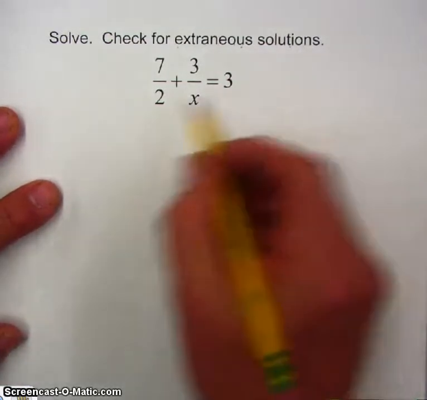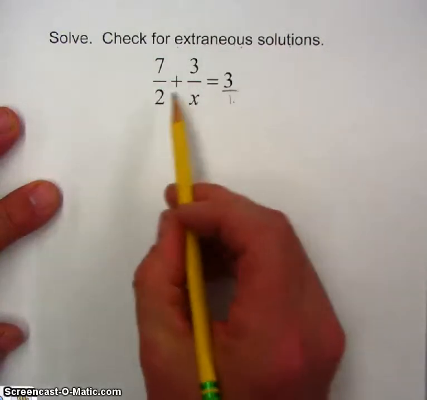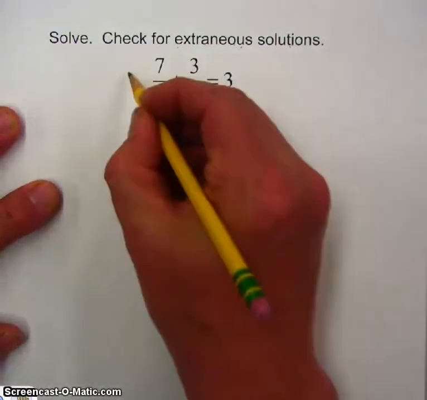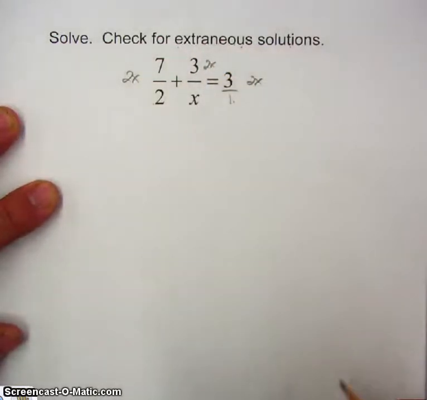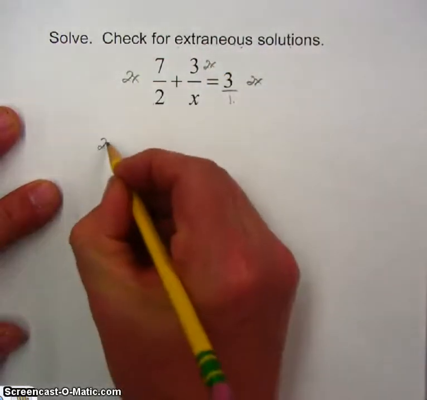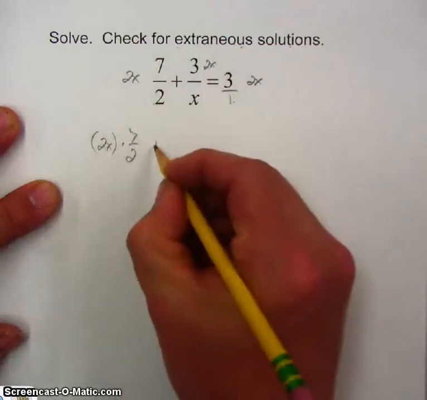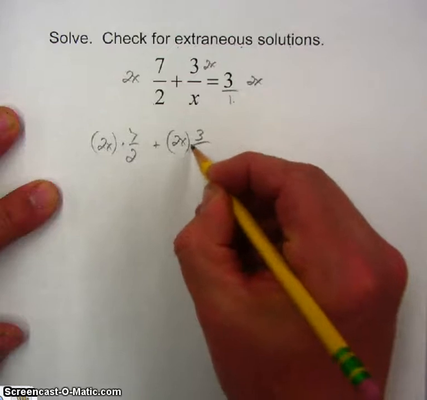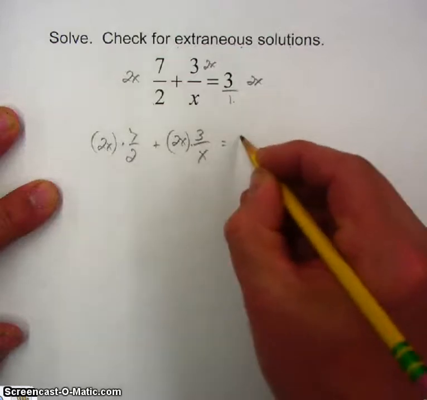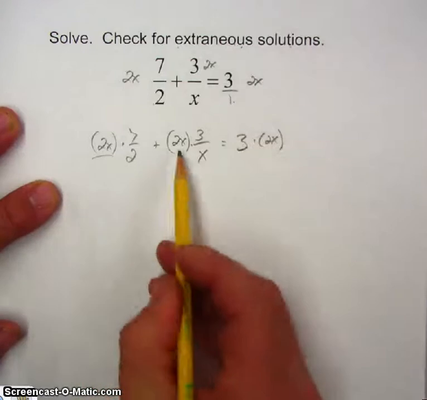All right, looking at the denominator, this is assumed to be over 1. So 2x and 1. So 1 times 2 times x is 2x. So multiply everything by 2x. Right, so I got 2x times 7/2 plus 2x times 3 over x equals 3 times 2x. So these are my common denominator.